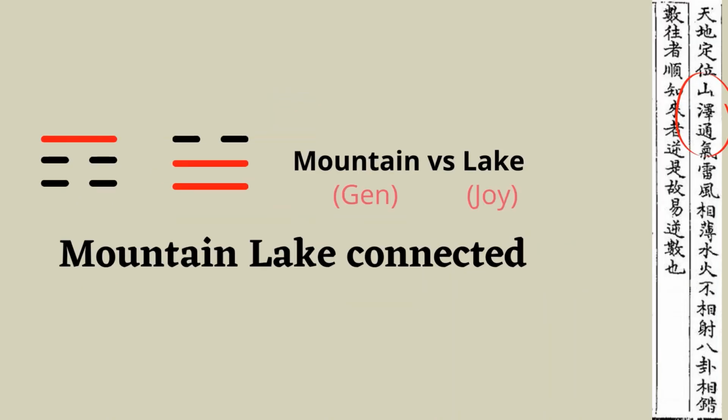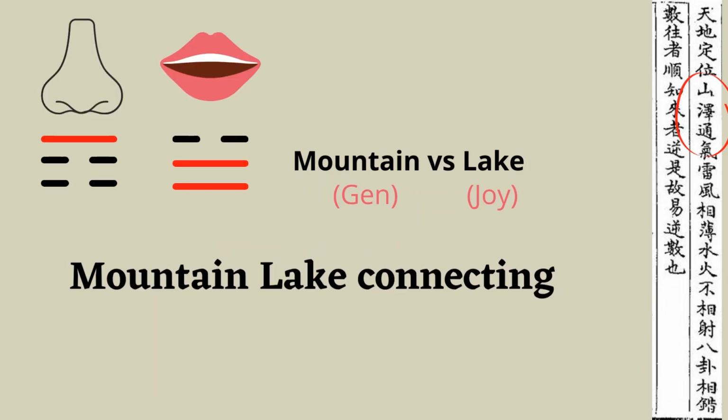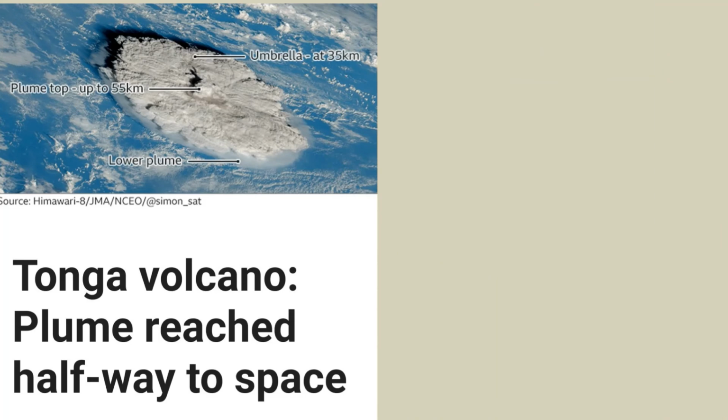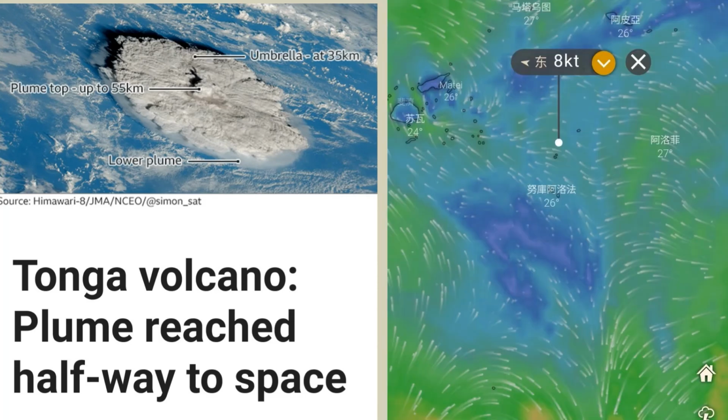Mountain and lake connect. Fuxi's 8 trigrams can apply to every single thing in our world. The symbol of the mountain signifies the nose, while the symbol of the lake signifies the mouth. Physically, our airways connect the nose and mouth. Thunder and wind diminish one another. This is quite a straightforward statement. However, I have some very personal thoughts. I have noticed that wherever an earthquake is taking place, the wind speed is usually gentle.